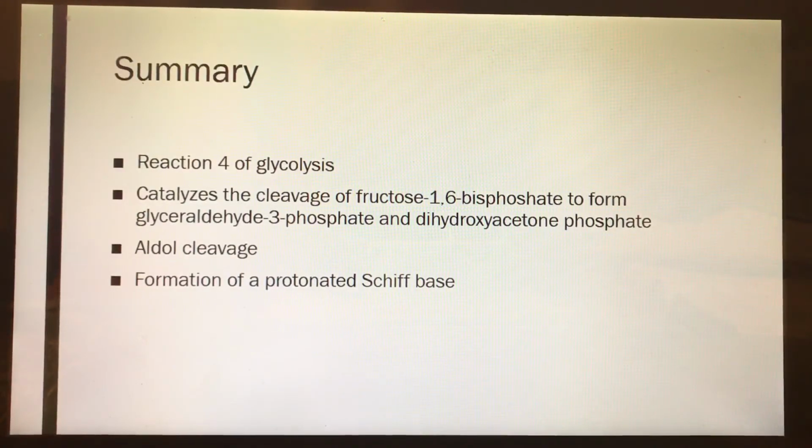To summarize, aldolase is an enzyme that catalyzes reaction 4 of glycolysis, which is the cleavage of fructose 1,6-bisphosphate to form glyceraldehyde 3-phosphate and dihydroxyacetone phosphate. In addition to this, the mechanism involves an aldol cleavage and the formation of a protonated Schiff base.